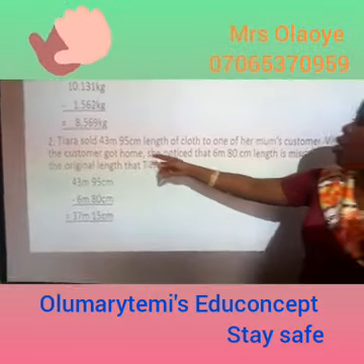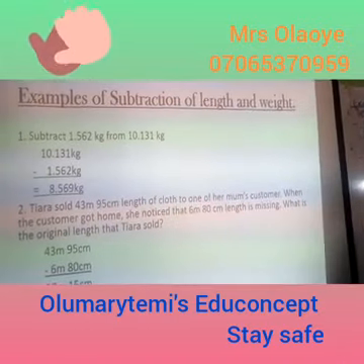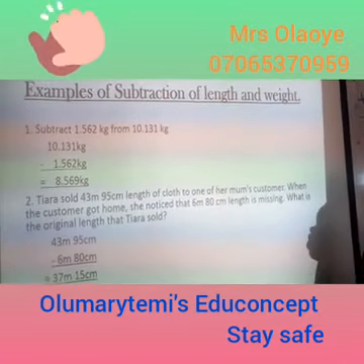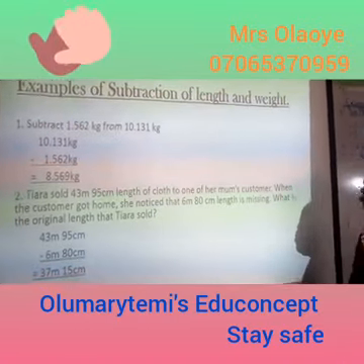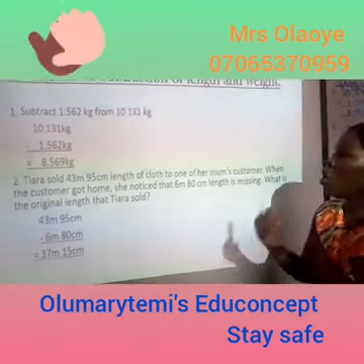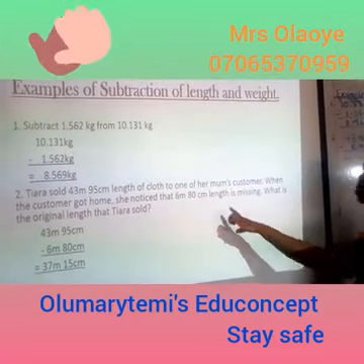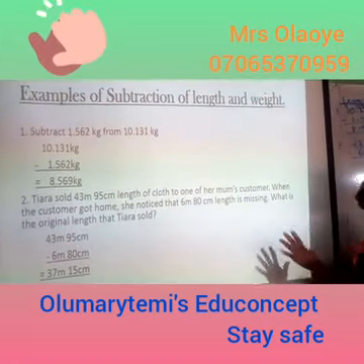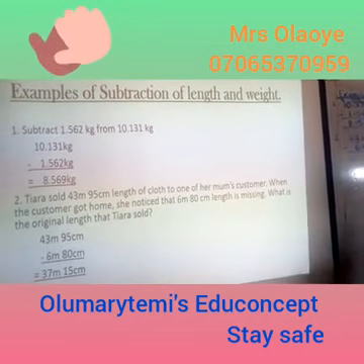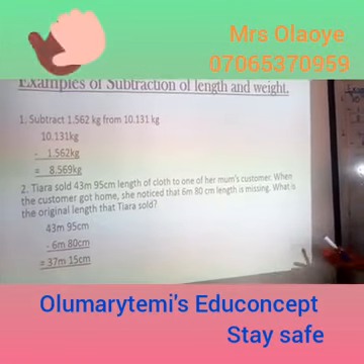Let's look at the second example. Tiara sold 43 meter 95 centimeter length of cloth to one of our mom's customers. When the customer got home, she noticed that 6 meter 80 centimeter length is missing. What is the original length that Tiara sold? We can see that this 6 meter 80 centimeter is missing, so we have to subtract it so that we can get the original length that she had sold to the customer.